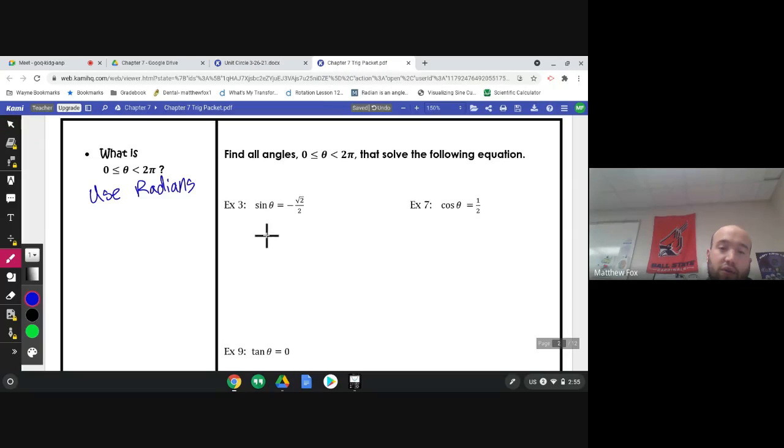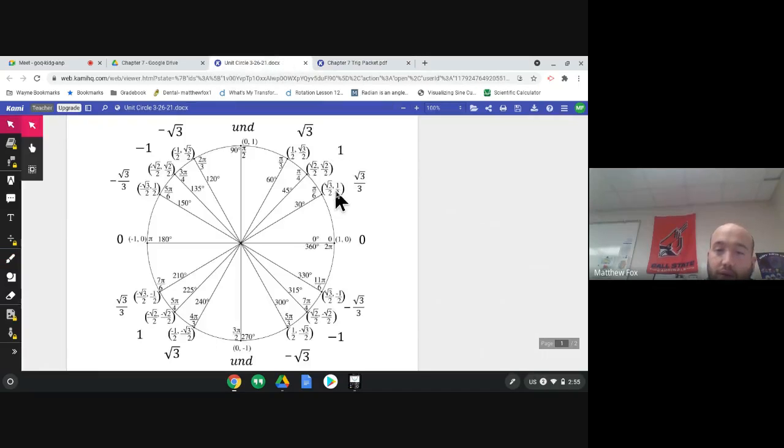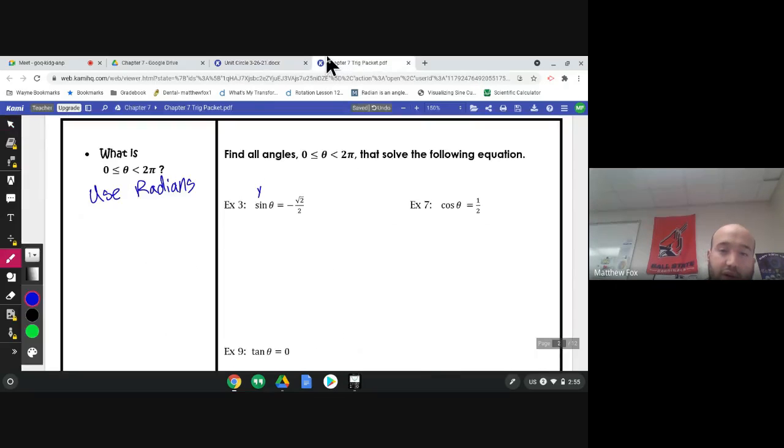So now, this first one, the sine, remember that is our y. That's our y. Negative square root of 2 over 2. So we look, where's our y value negative square root of 2 over 2? Well, obviously, if y is negative, it's below. So it's going to be down here. And we see that at 5 pi over 4. And then it's also here at 7 pi over 4. Okay, so theta equals 5 pi over 4 and 7 pi over 4.